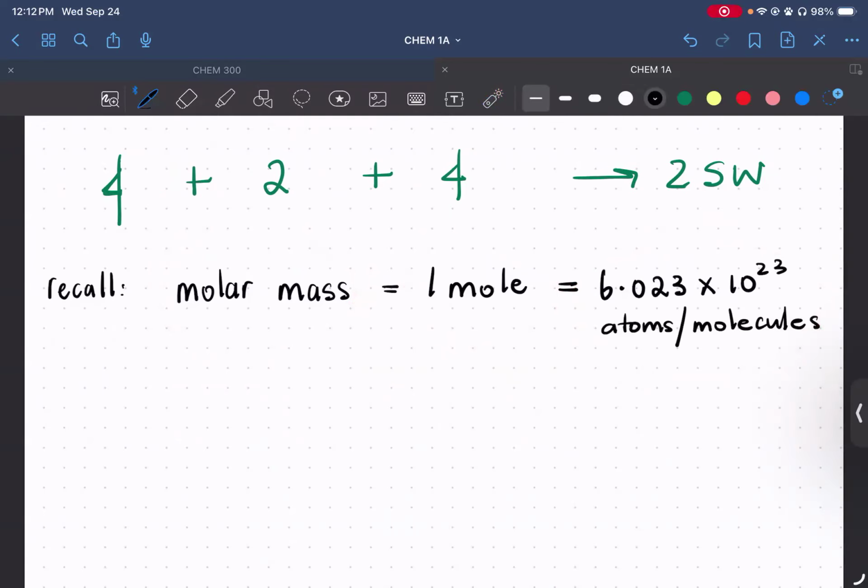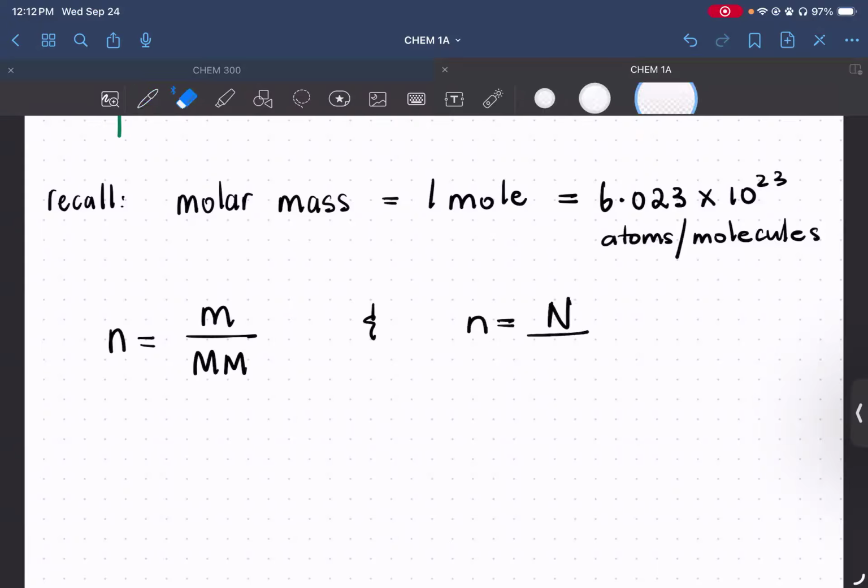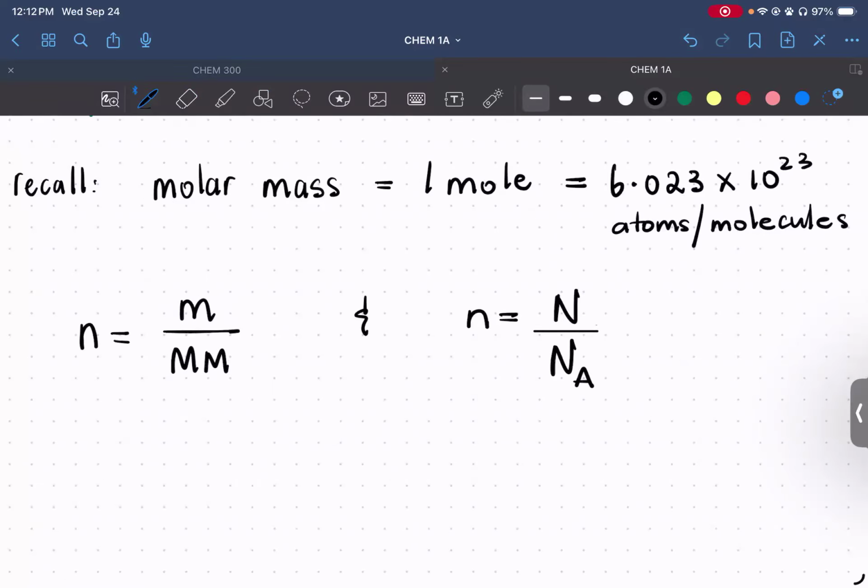The 2 formulae that we had developed back then was number 1, n is equal to m over MM. And n is equal to capital N over N sub A. Reminding ourselves what these individual variables refer to: n stands for moles. Lowercase m refers to the mass of the sample. MM refers to molar mass.